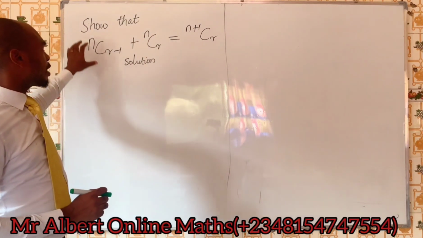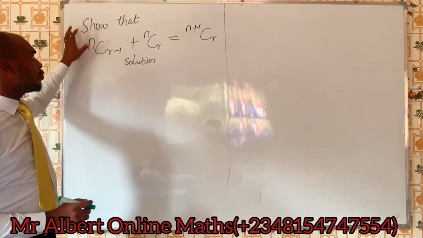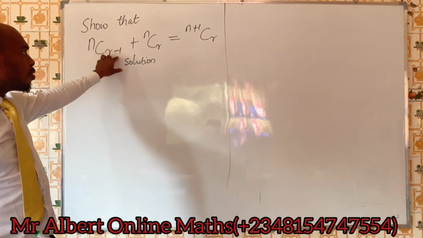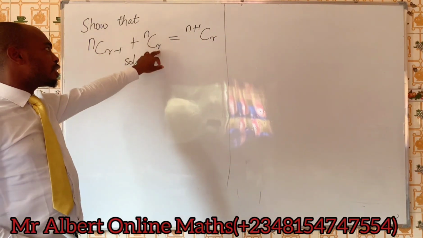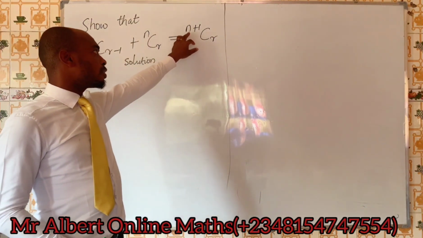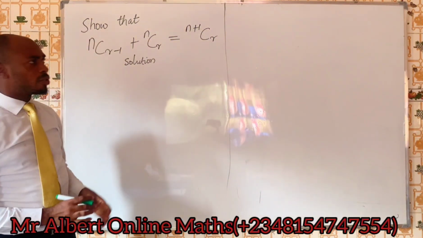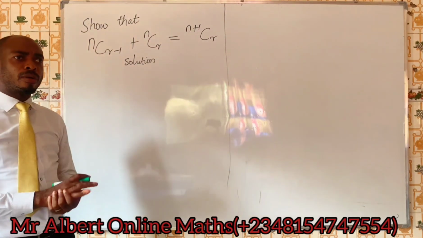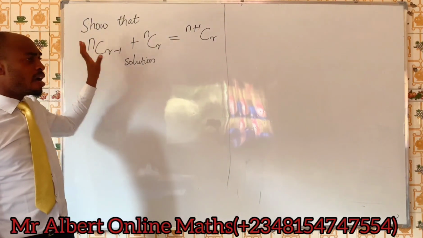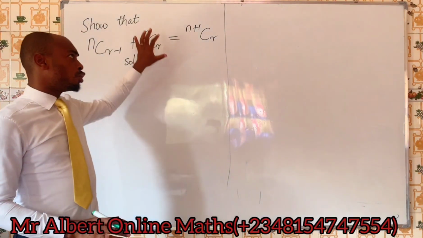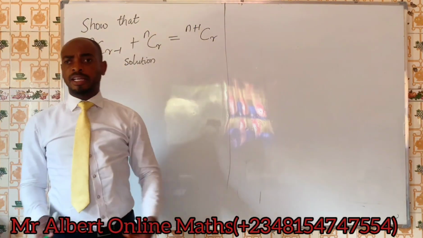In today's class, we are going to solve this question which asks us to show that n combination r minus 1 plus n combination r equals n plus 1 combination r. So this is what we are expected to show. After our solving, we should be able to make our left hand side and our right hand side equal, to show that the left hand side and the right hand side are equal.